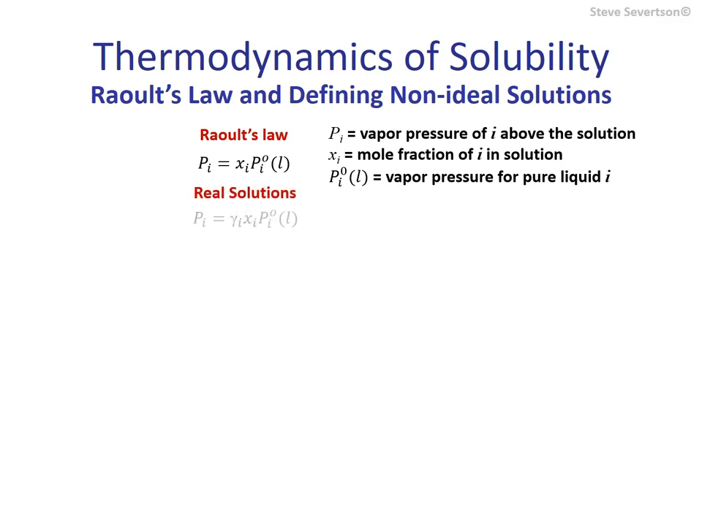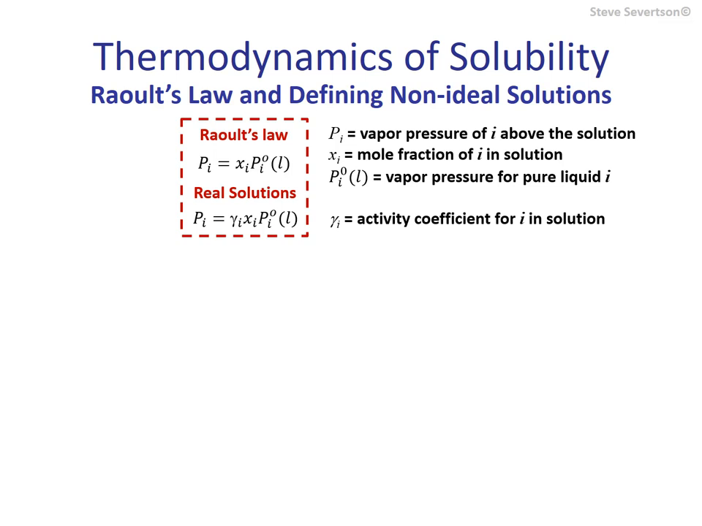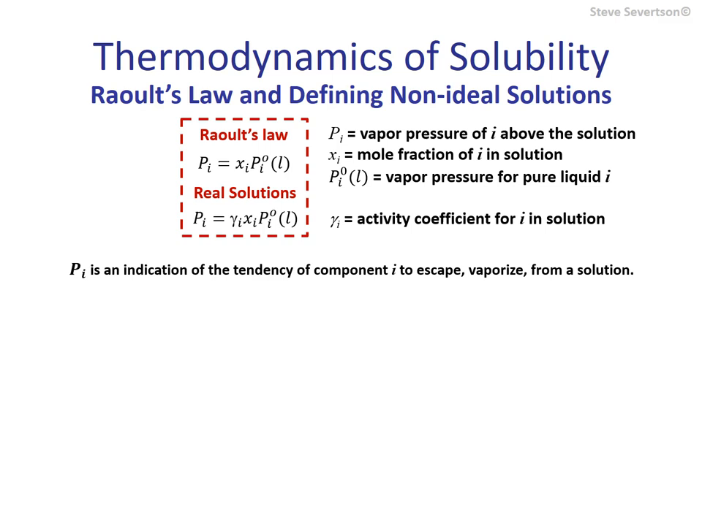The activity coefficient gauges how far a real solution veers from ideal. The vapor pressure of a pure organic liquid is a good indication of the strength of the intermolecular forces that exist between the molecules. A high vapor pressure indicates weak interactions, while a low vapor pressure indicates strong physical bonding. The same is true for the partial pressure of solutes in solution. The higher the partial pressure for a solute, the less stable or comfortable it is.